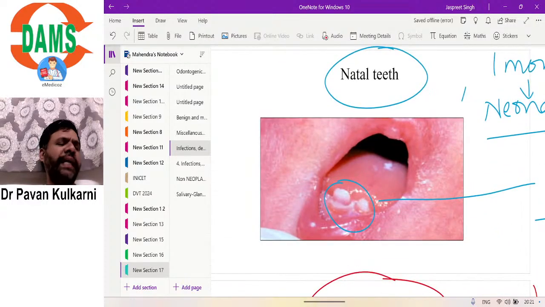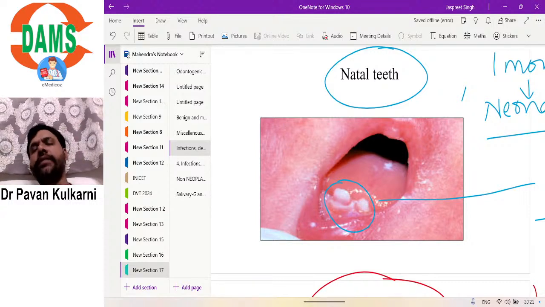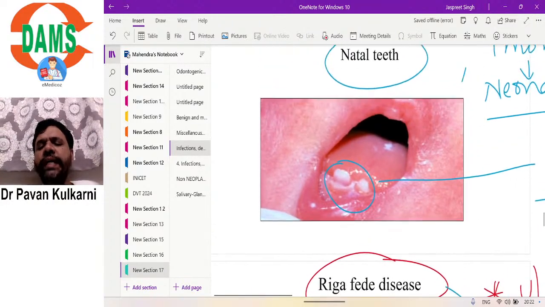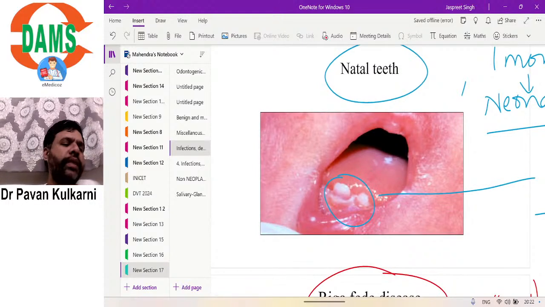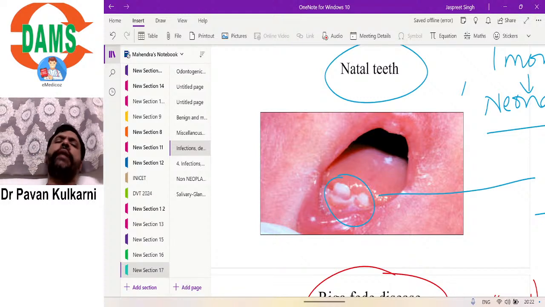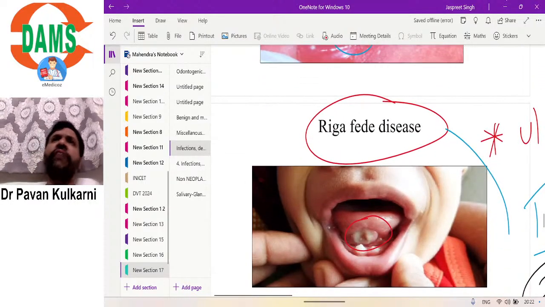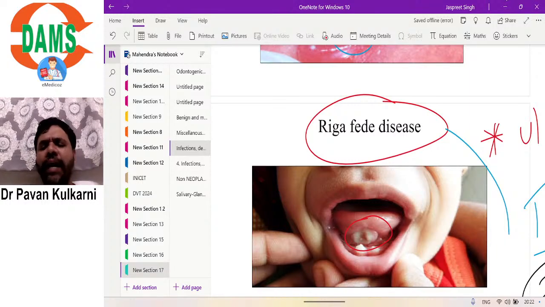Now this is an image of natal teeth. Natal teeth are teeth that are seen at birth. Neonatal teeth are teeth seen within 30 days of birth. Now these natal and neonatal teeth can basically cause damage to the tongue of the infant during feeding. That is called Riga-Fede disease.